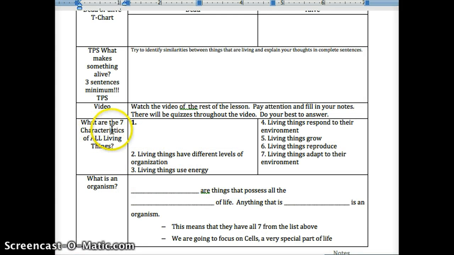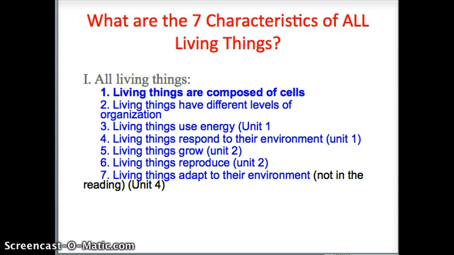Looking at the left, what are the 7 characteristics of all living things? Make sure we find this in our notes. On our right, we have 7 numbers. Looks like one is blank, that's what we're going to have to fill in. What are the 7 characteristics of all living things? Make sure you fill in 1. Living things are composed of cells. Notice this is in blue on the right, this is in red on the left.